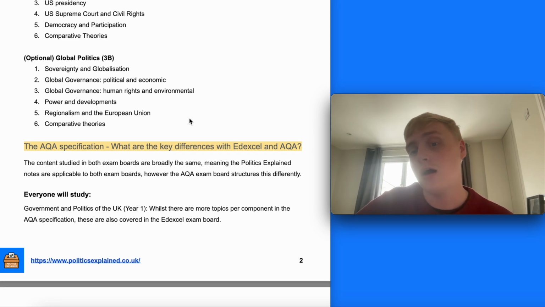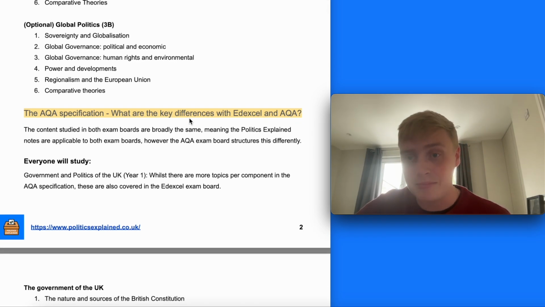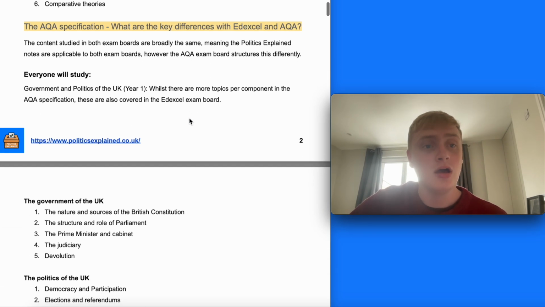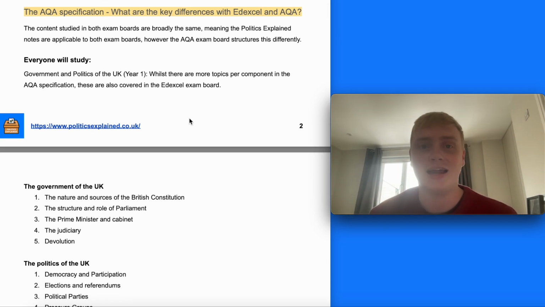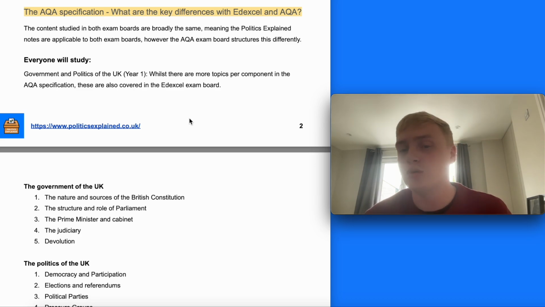Okay, so that's Edexcel. We'll have a look at the Edexcel exam in a sec, as well as the AQA exam. Quickly looking at the AQA specification, it's largely the same as Edexcel. There are a few small differences, but the topic headings are pretty much the same.